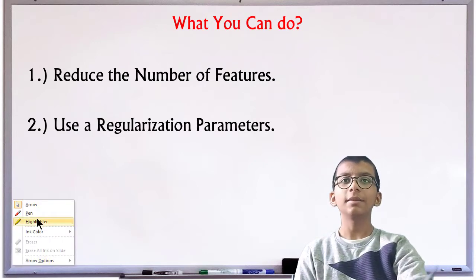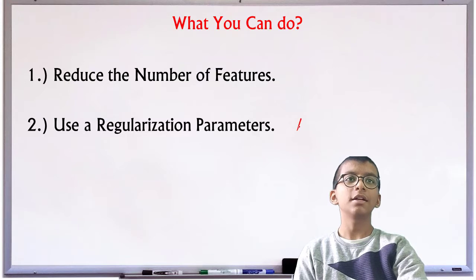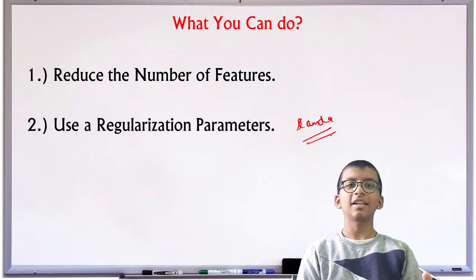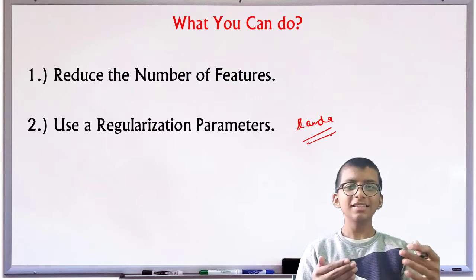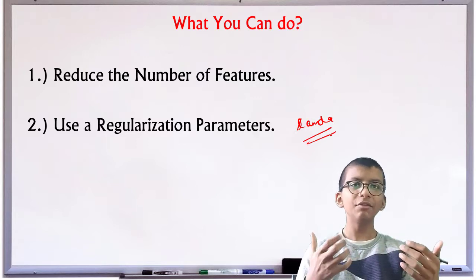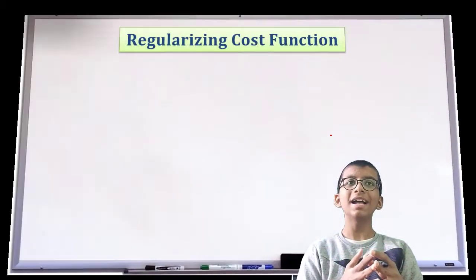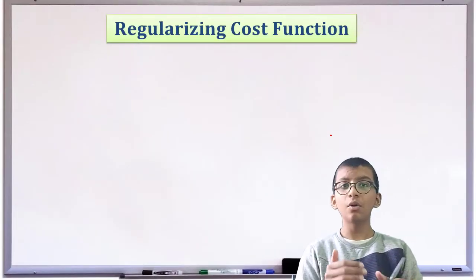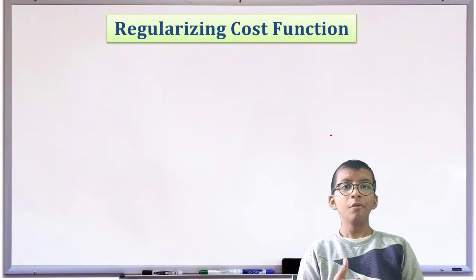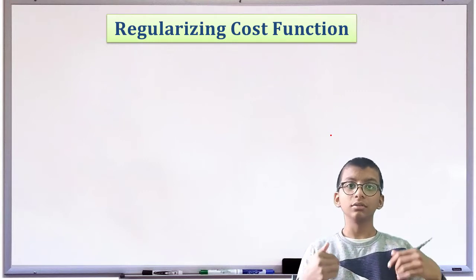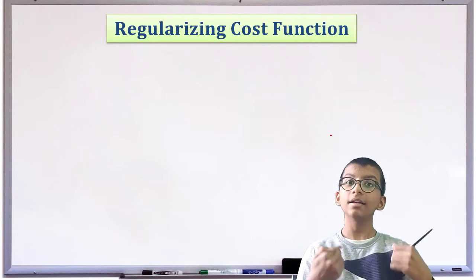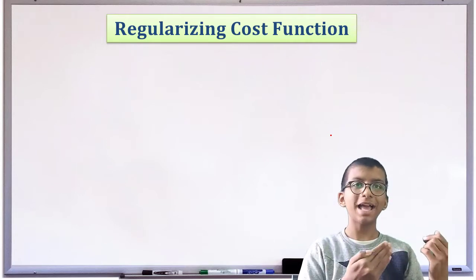The second approach, which I like, is using our regularization parameter, which is often called lambda. We'll talk about lambda in just a second. First, let's see how we can regularize the cost function we have talked about. In the next videos we'll talk about regularizing the linear regression and logistic regression algorithms.